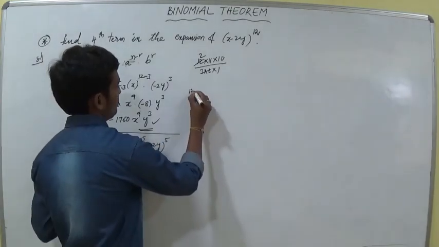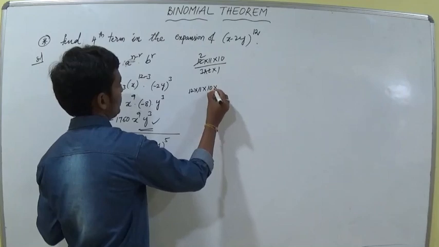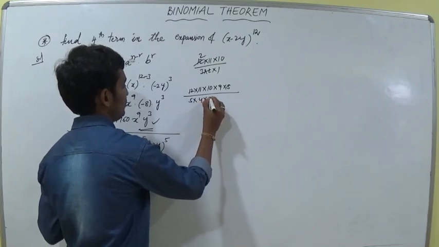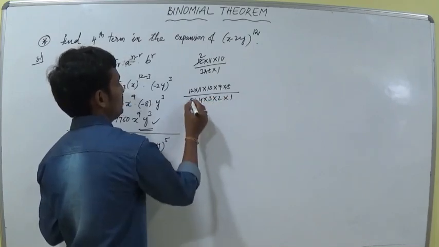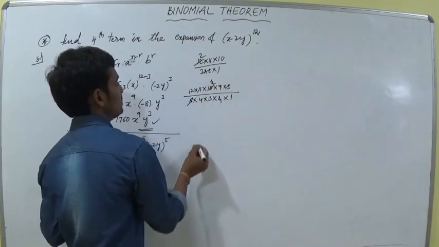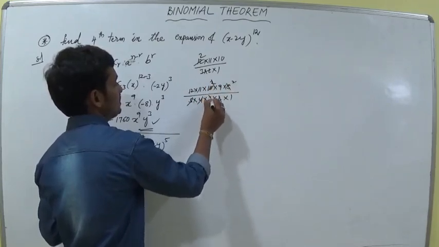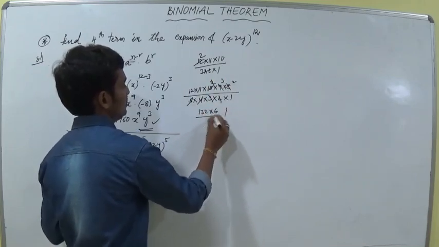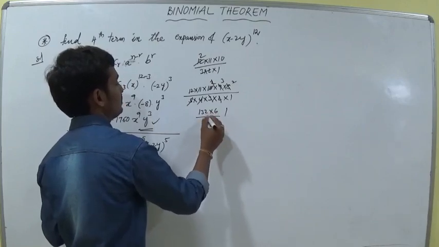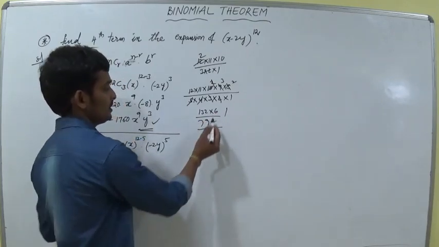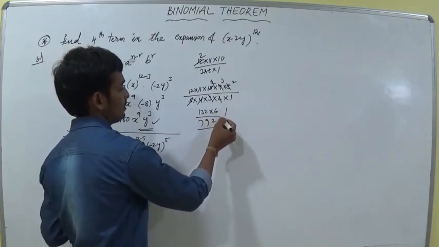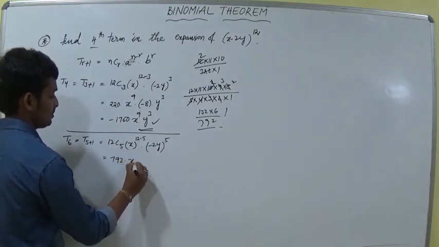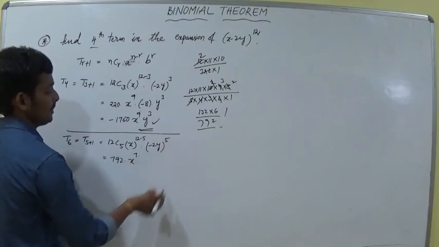12C5 value: 12, 11, 10, 9, 8 by 5, 4, 3, 2, 1. 5 cancels here 2 times, 2 and 2 are cancelled. 4 cancels here 2 times. 3 cancels here 3 times. 12 11s are 132, into 6 is 792. So this is 792 into x to the power of 12 minus 5, that is 7, into minus 2y to the power of 5.